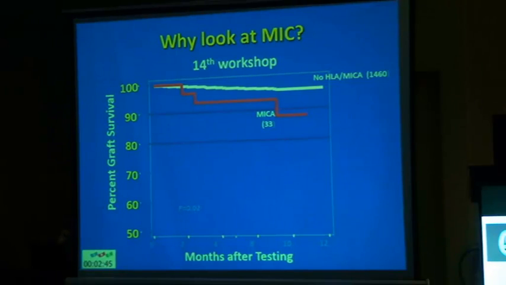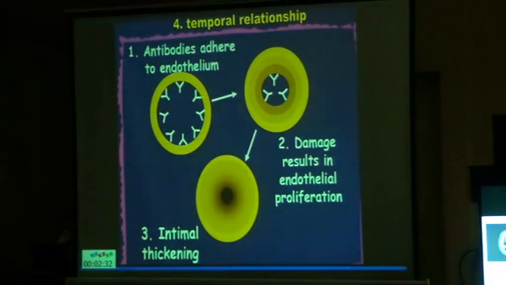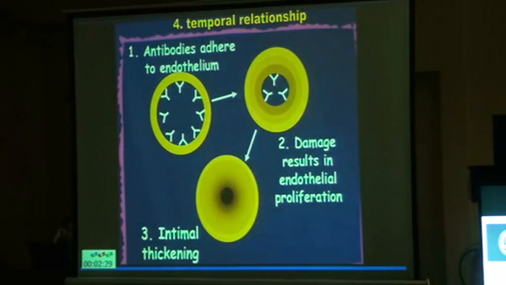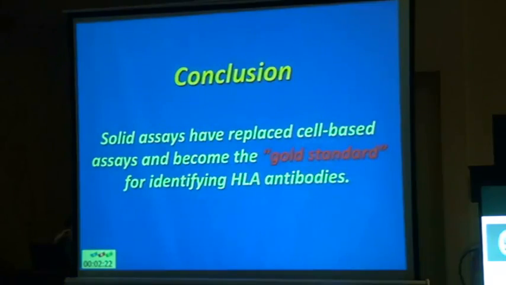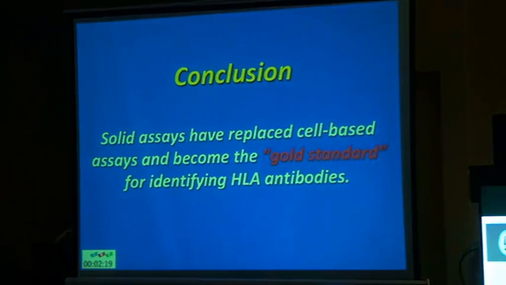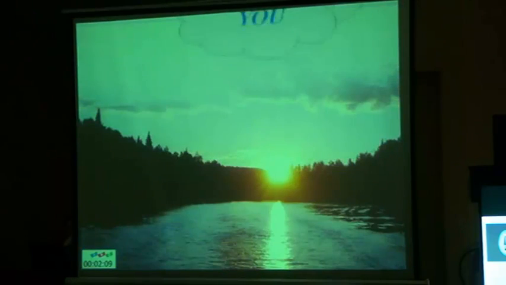We can see from this diagram there is a decrease in the percent of graft survival if you compare patients having negative MIC-A and patients having positive MIC-A antibodies. Why? Because these antibodies adhere to the endothelium, resulting in damage and endothelial proliferation that finally lead to graft loss. So we can conclude that solid phase assays have replaced cell-based assays and become the gold standard for identifying HLA antibodies. Thank you.